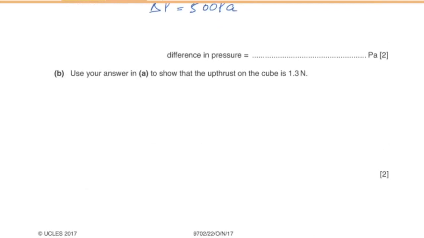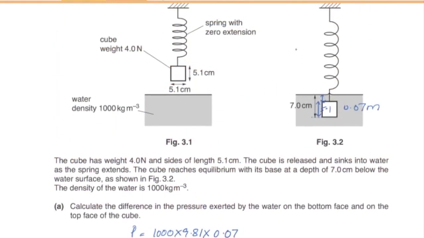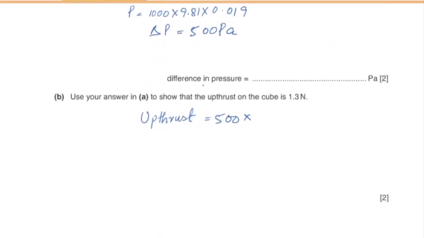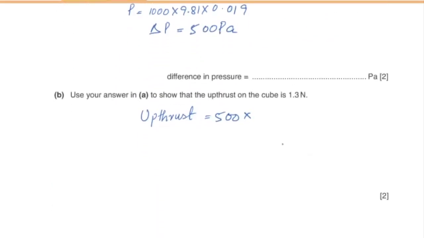Part B, use your answer in part A to show that the upthrust on the cube is 1.3 newtons. Okay, so upthrust is always due to change in pressure, so upthrust is equal to that change in pressure, which is 500 pascals, multiplied by the area of the cube. That can be calculated by multiplying length and breadth. So 5.1 centimeters into 5.1 centimeters, and later convert that to meters squared. So we will have a cross-sectional area of the cube as 2.6 into 10 to the power of negative 3 meters squared. When we get the product of it, the upthrust is 1.3 newtons.